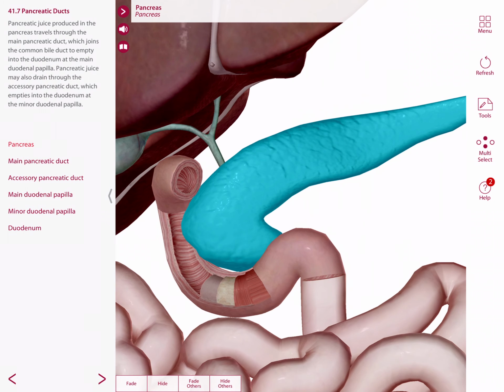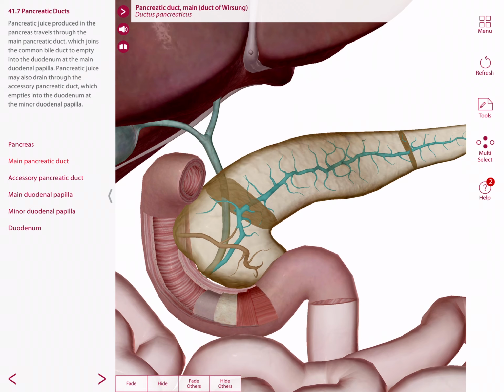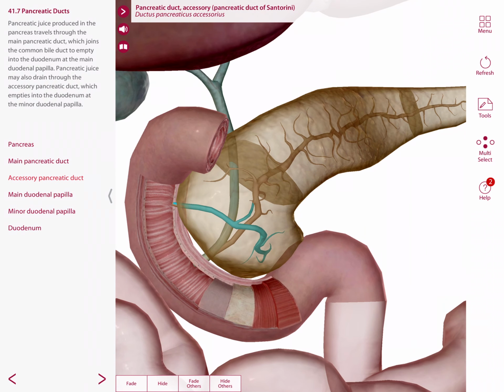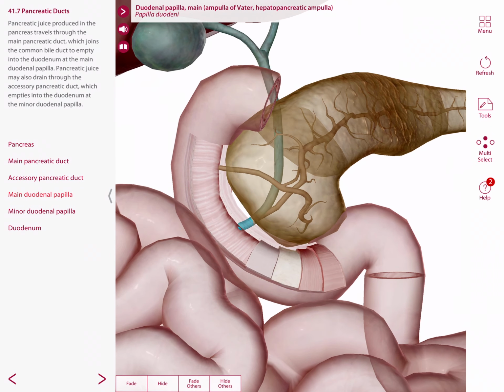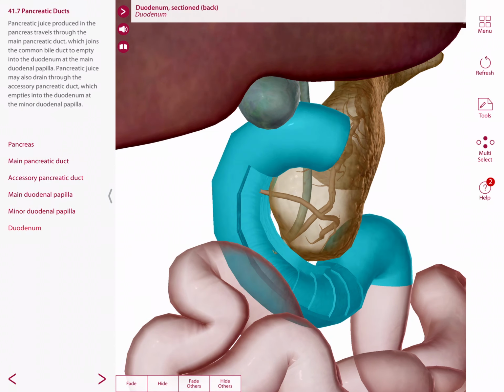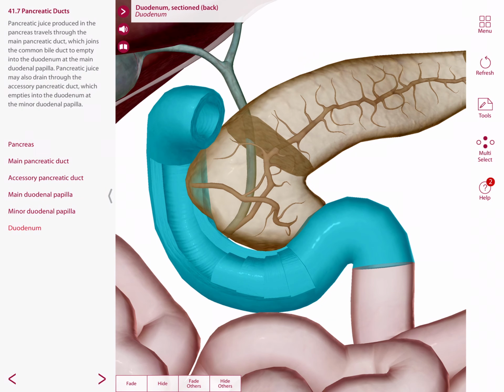Here's your pancreas. We've got, again, that main pancreatic duct and the accessory pancreatic duct. The main pancreatic duct is dumping into the major duodenal papilla, and the accessory pancreatic duct is dumping into the minor duodenal papilla, and again, dumping into that duodenum.